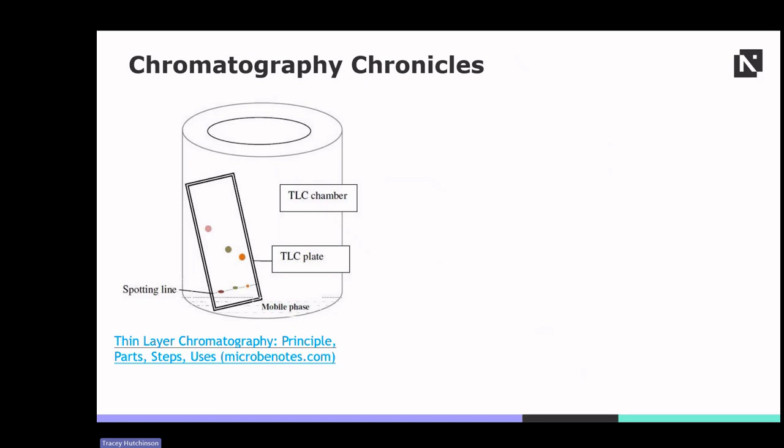TLC is used to detect the number of components present in a mixture and assess their purity. This is achieved by visualizing the separated components under UV light or by using chemical reagents that react with specific compounds. TLC is widely used in various industries for qualitative analysis, such as pharmaceuticals to monitor reaction progress and in forensics to identify illicit substances.